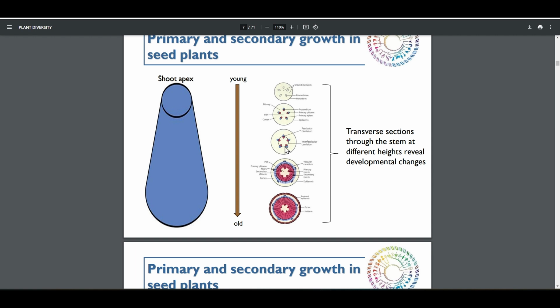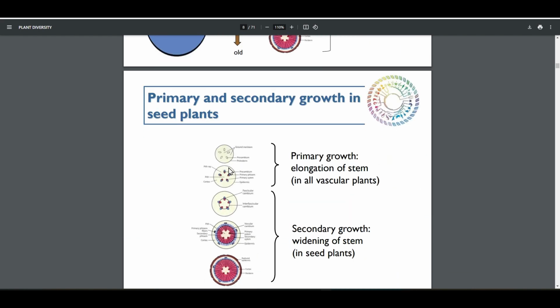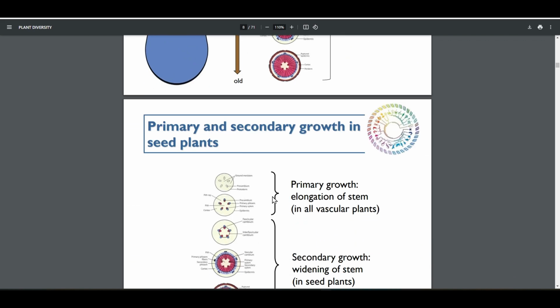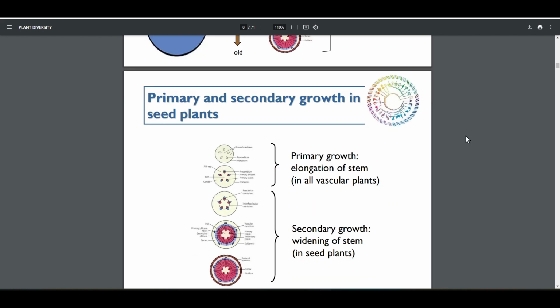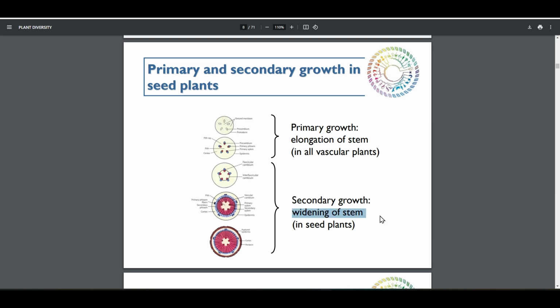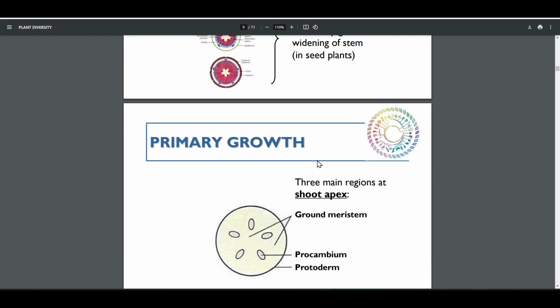shoot. Each part will have experienced different growth, and the top part, the shoot apex area, will experience primary growth, which is elongation of the stem. So the stem will become longer, and the plant will grow taller. While secondary growth is the widening of the stem in seed plants. Not all seed plants will have this, but some seed plants will. But primary growth happens in all vascular plants.